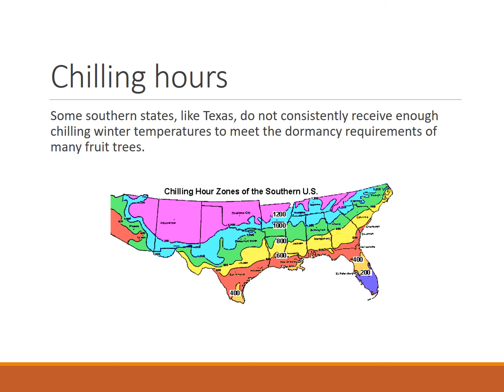So we call those chilling hours. If we move up into the green, plants growing in the green area get somewhere between 800 to 1,000 chilling hours. And again, a chilling hour is defined as an hour where the temperature is between 32 degrees and 45 degrees Fahrenheit. So as you move further north, those areas receive more chilling hours than the areas that are further south.